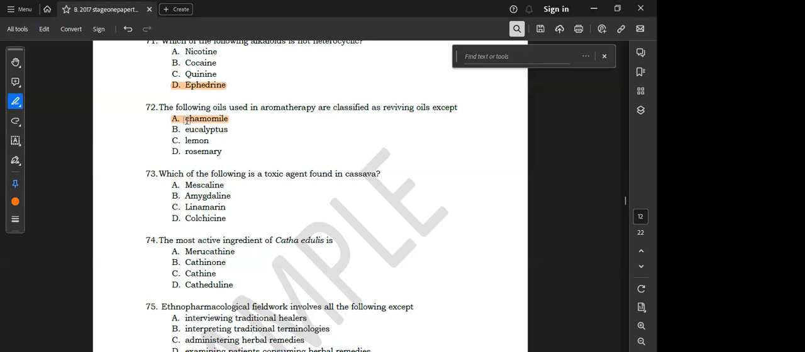Which of the following is a toxic agent found in cassava? Mescaline, amygdaline, linamarin, and colchicine. So linamarin. Okay, we can discuss the other choices. Colchicine is no. Someone can tell us where amygdaline is found, and mescaline is a type of alkaloid.